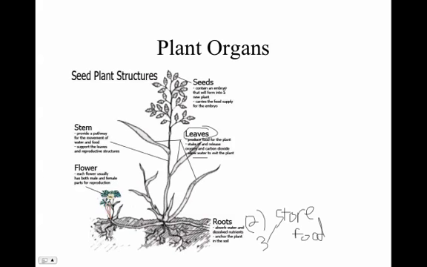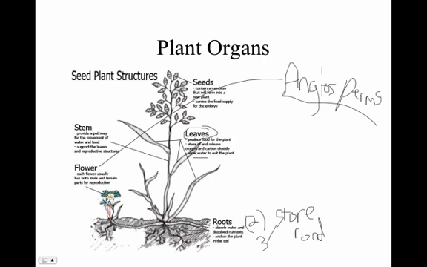Next, let's talk about flowers. In some plants, not all plants produce flowers, but some plants do. We call plants that produce flowers angiosperms. Those are the flowering plants. Kind of a fancy name for that. And flowers are the reproductive organ for plants, and we'll look at them in topic 3.